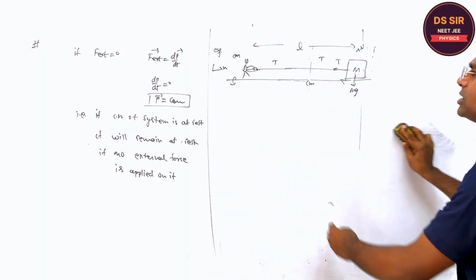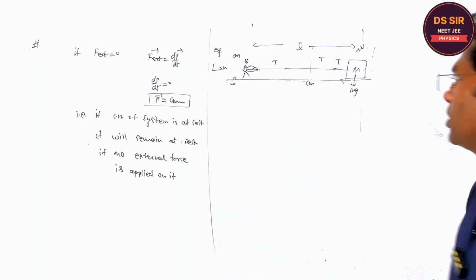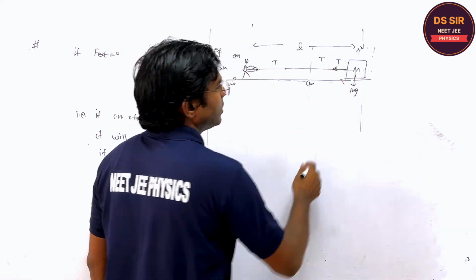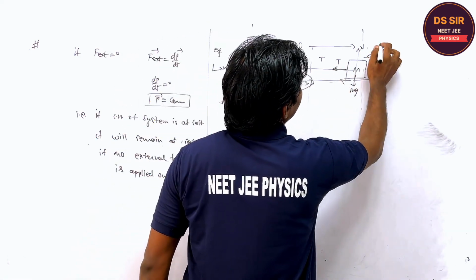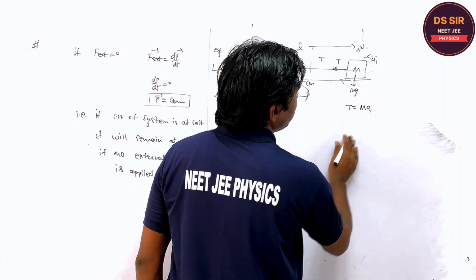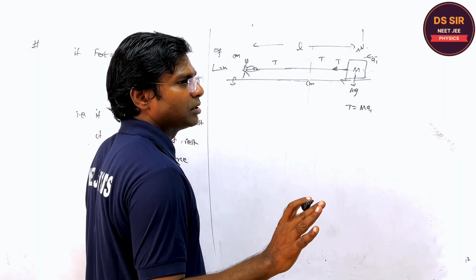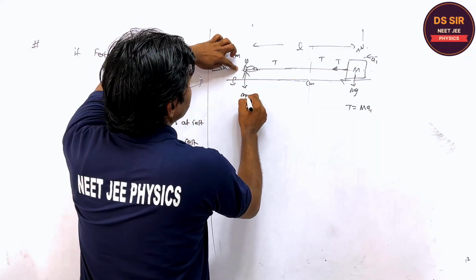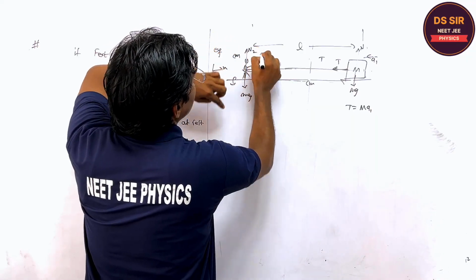Will it move to this side or not? Yes, sir. It will move. Why will it move? Because tension is acting. So if acceleration is A1, then net force is equal to capital M into A1. Is it clear or not? What happened to this block? This person has mg and normal. Tell me.